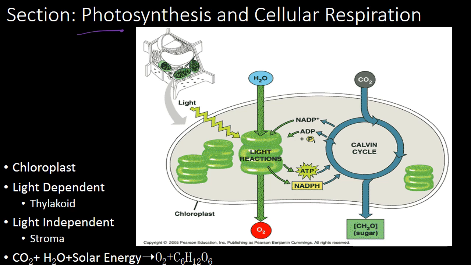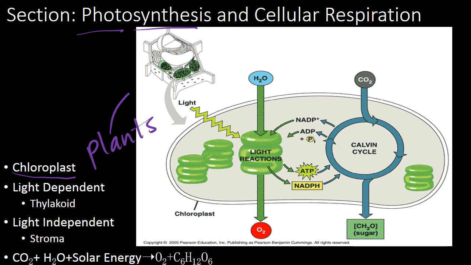Remember, photo means light, synthesis means to build or to create. So plants are using light to build glucose. This process happens in the organelle, the chloroplast. Remember, who has chloroplasts? That would be plants.